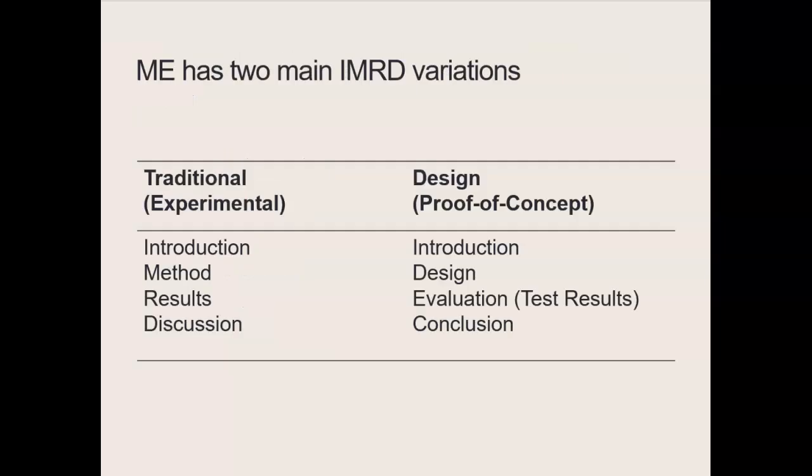Now, this paper has a specific IMRAD variation and one that you will be using a lot in your Mechie course writing, and that's called the Design or Proof of Concept report. And so it just changes things a little bit. We still have an introduction, but then we have a big section on design that describes all of the design decisions, all of the creation decisions, and then an evaluation section or test results section.